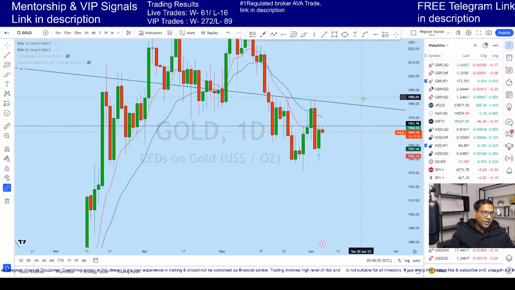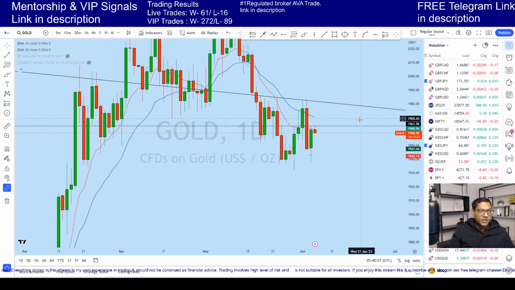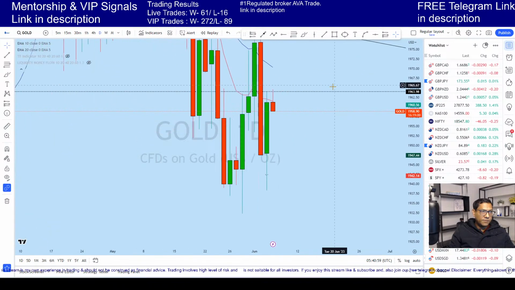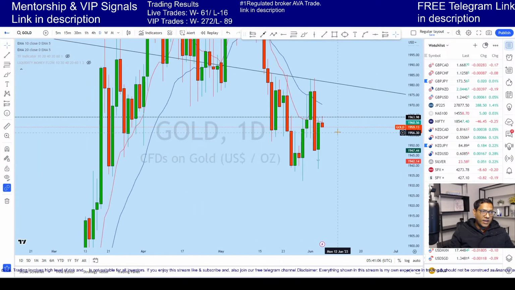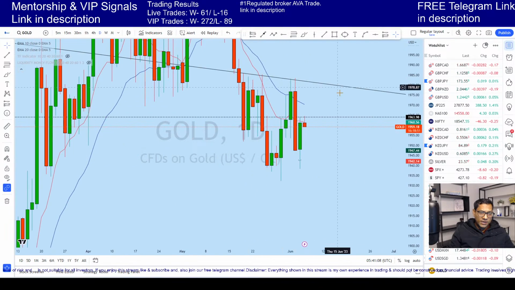If we look at the daily, now we see that from the daily perspective, after today's high is broken, the price is forming a red candle. So there is a range that we can look at. This is the weekly resistance.